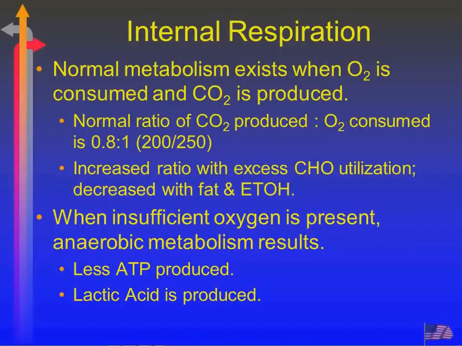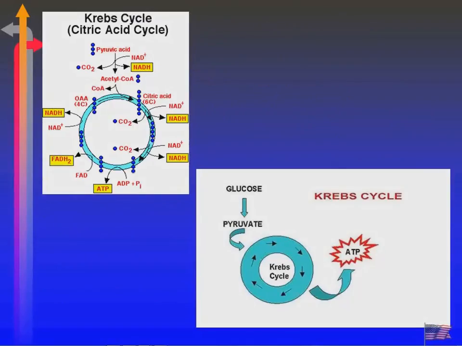We know that we don't have enough oxygen present, we end up with anaerobic metabolism. Anaerobic metabolism, remember, with oxidative phosphorylation, you end up having a decent amount of ATP produced. You have a fraction of that when you're using the anaerobic pathway. And as an also byproduct, you end up having lactic acid produced.